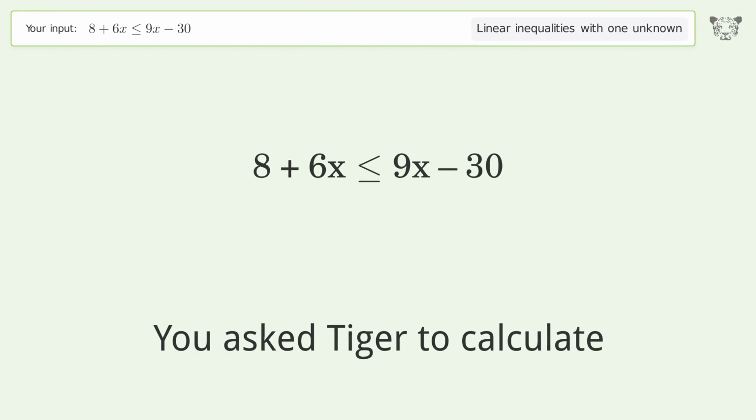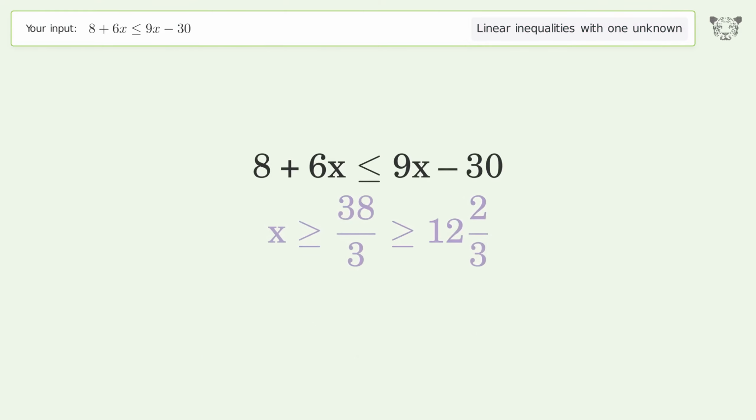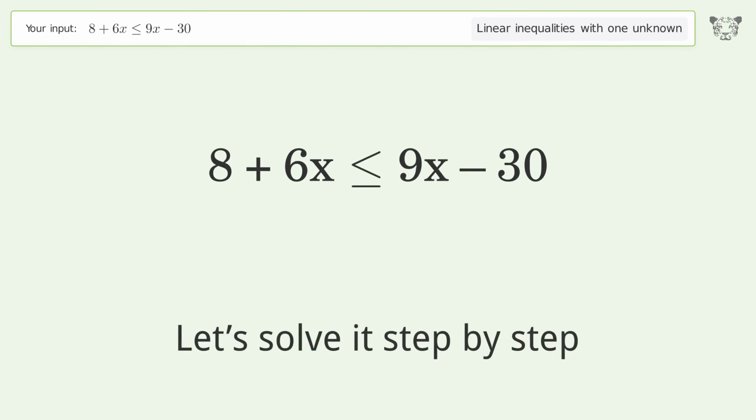You ask Tiger to calculate. This deals with linear inequalities with one unknown. The final result is x equal or greater than 38/3 equal or greater than 122/3. Let's solve it step by step.